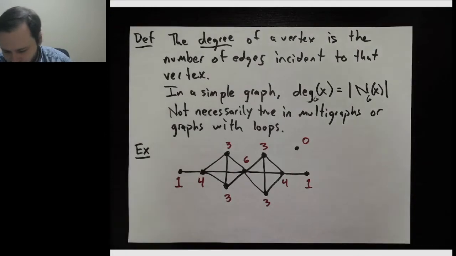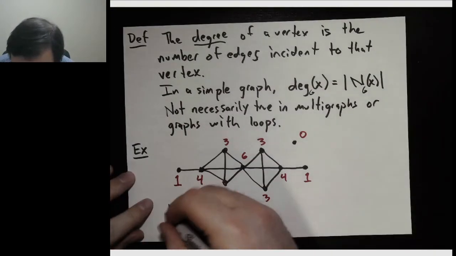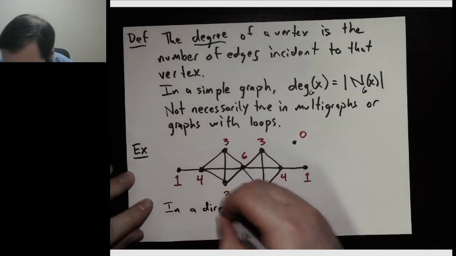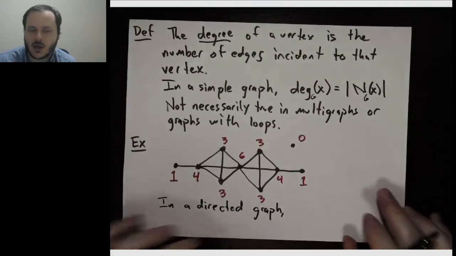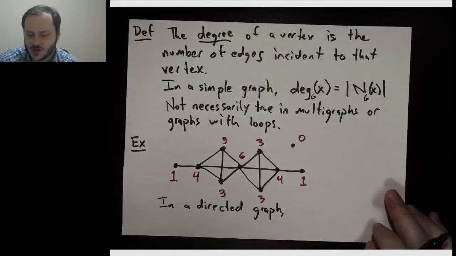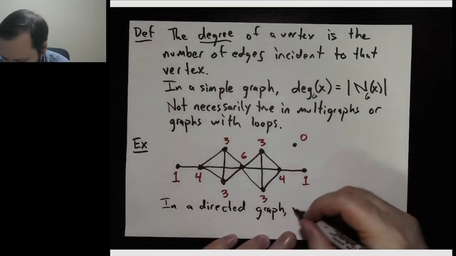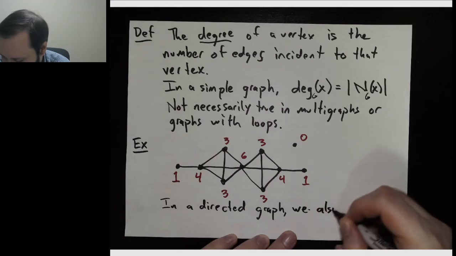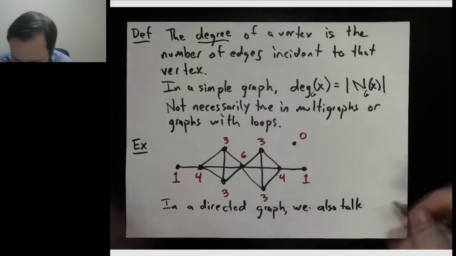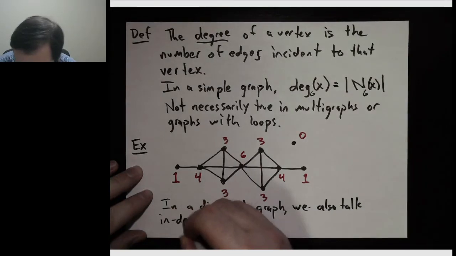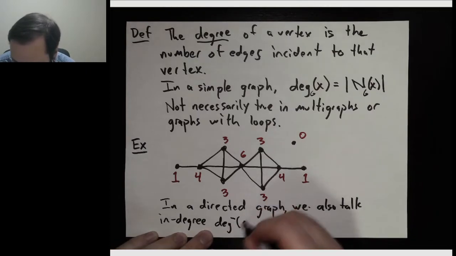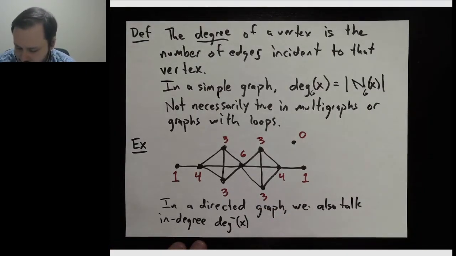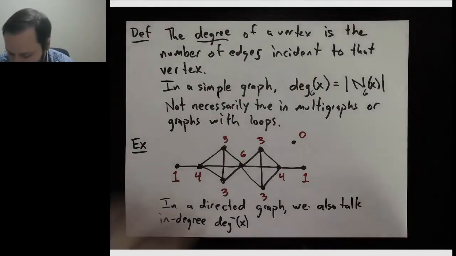Then the other thing I want to note is that in a directed graph, we can also talk about how many edges are incident pointing away from the vertex and pointing towards the vertex. So we also talk about in-degree, which we write deg minus of x. In-degree is the number of edges pointing towards x.